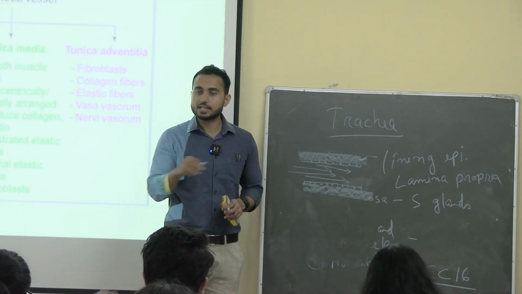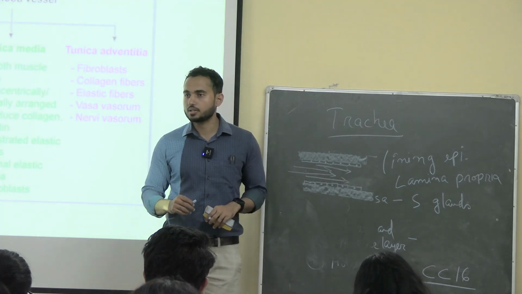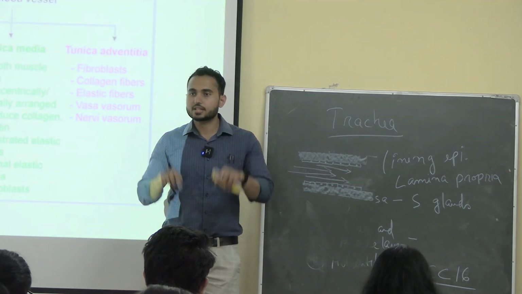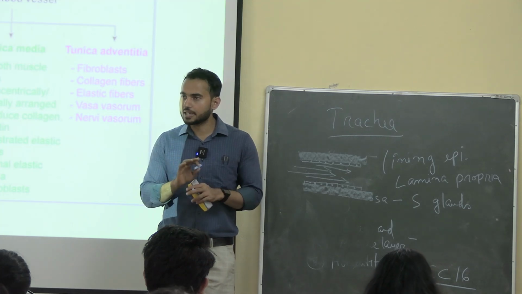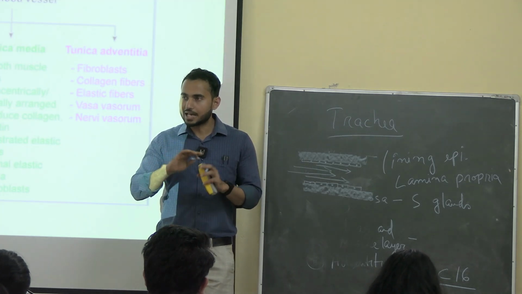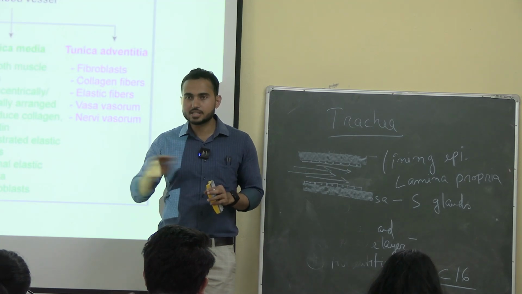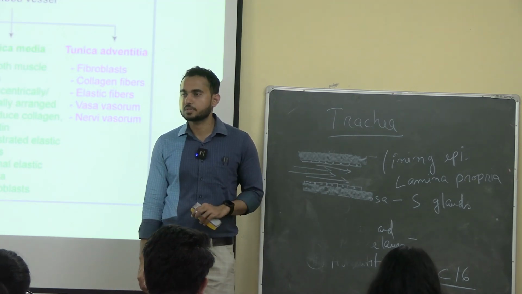Next question is why simple squamous epithelium is present? Why not cuboidal? Why not columnar? Because they have a large surface area. And on that surface they don't have any cilia, any microvilli, nothing. That's why large surface area, smooth area, easily blood or other fluid can flow. That's why simple squamous epithelium is present.